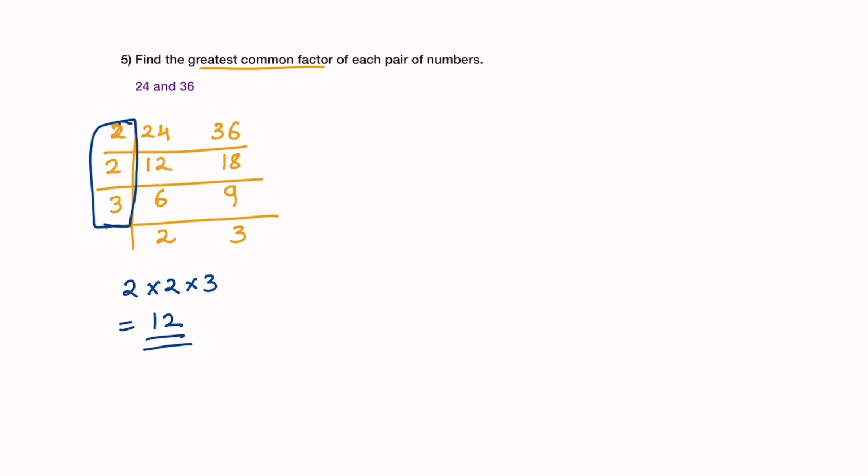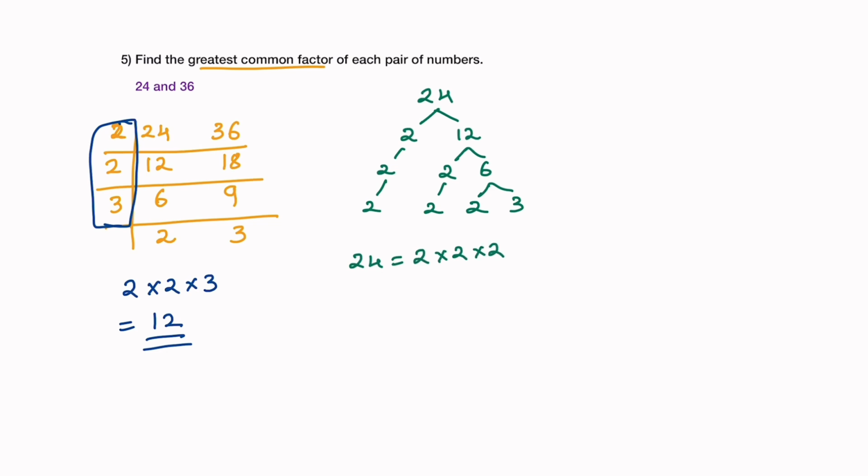Let's use another method. In this, we do factorization again individually. So 24, that can be written as 2 times 12, right? Then that 2 comes down, that's 2 times 6. That 2 comes down, this 2 also comes down, and 6 can be 2 times 3. These are my factors. So 24 equals 2 times 2 times 2 times 3. Fine. We do the same process for 36.